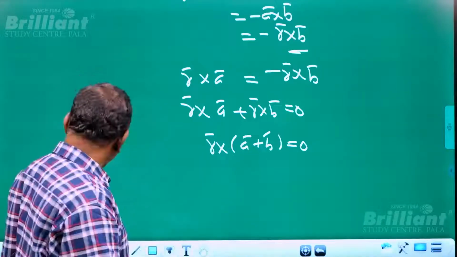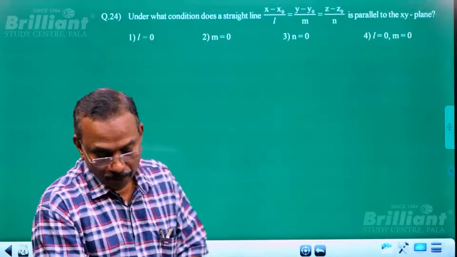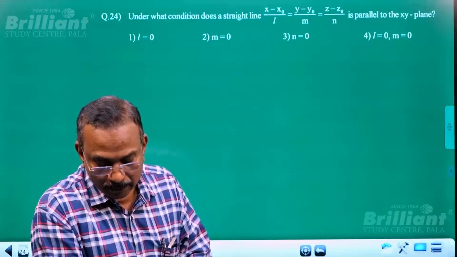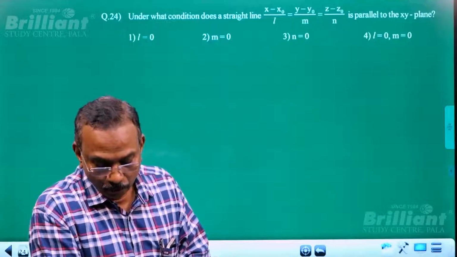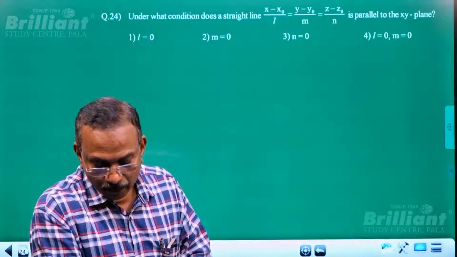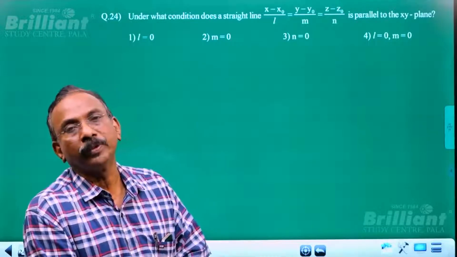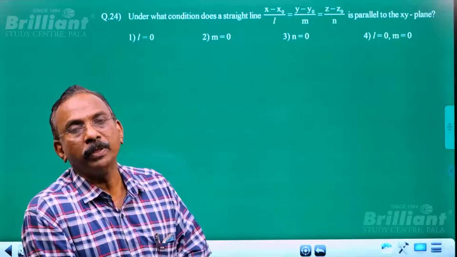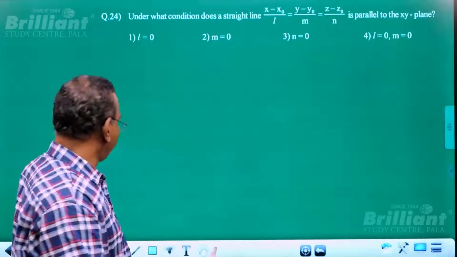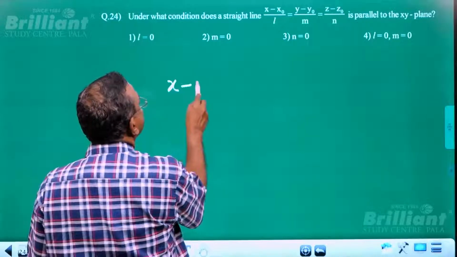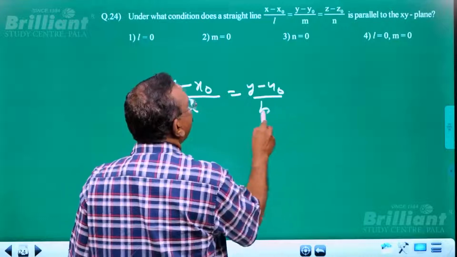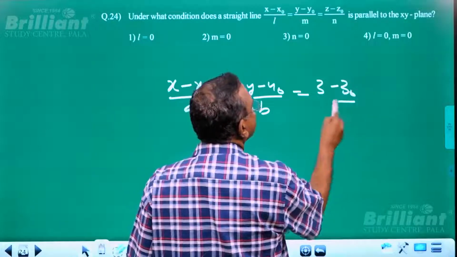Now come to question number 24. Under what condition does the straight line x minus x naught by L equal to y minus y naught by M is equal to z minus z naught by N be parallel to the xy plane? So a line parallel to the xy plane means there should be a constant z value. You know, in the situation of a line, x minus x naught by A is equal to y minus y naught by B is equal to z minus z naught by C.